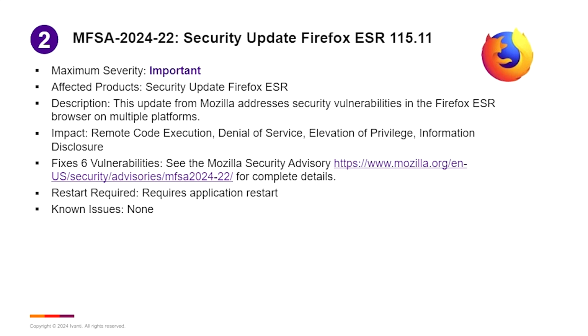Getting back to the list here, Firefox ESR 115.11 was released as well. 6 vulnerabilities here. Important to note that these 6 are also included in the previous one for the Firefox 126 release. So 100% overlap on those as far as new vulnerabilities go. So they basically just included those 6 in this extended security version for Firefox.